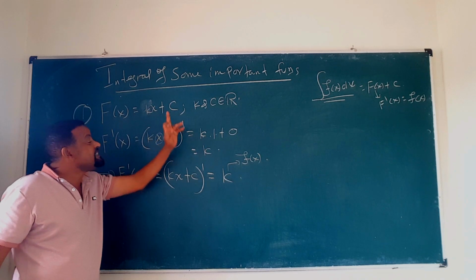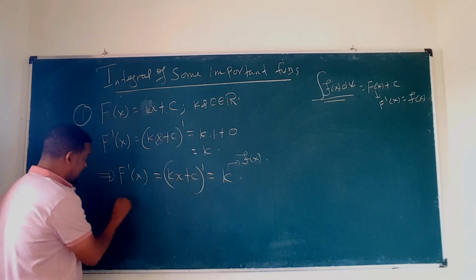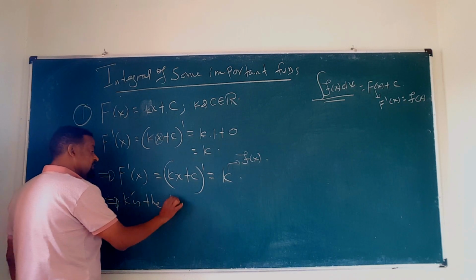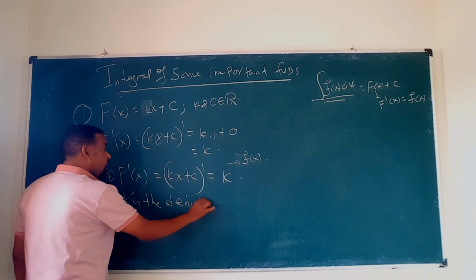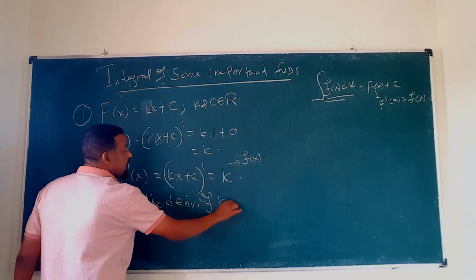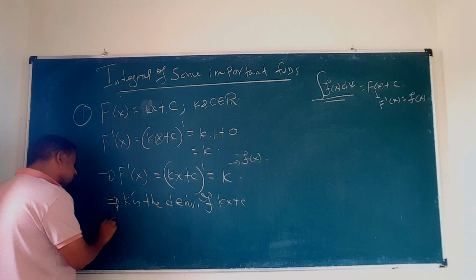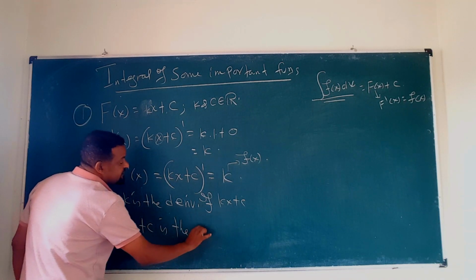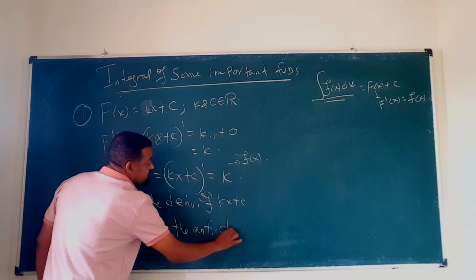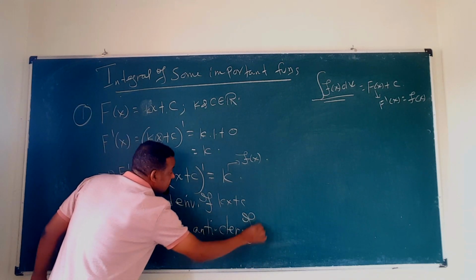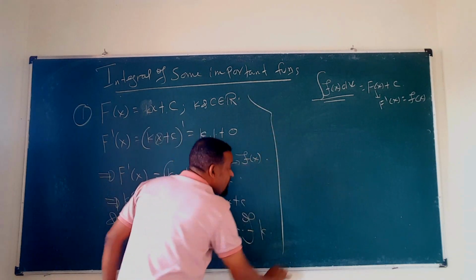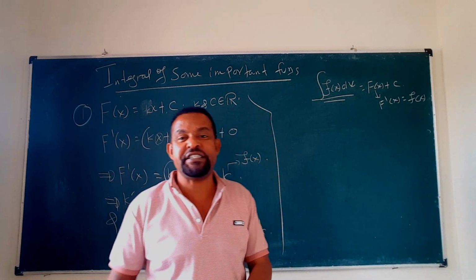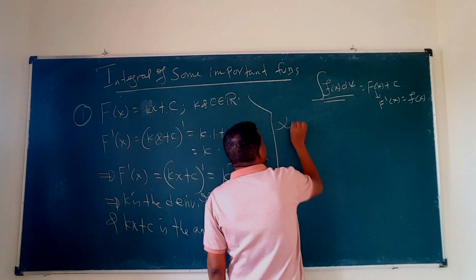So kx plus c is the antiderivative of what? k. That means k is the derivative of capital F of x, which is kx plus c, and this kx plus c is the antiderivative of k. What is our conclusion? The antiderivative of any constant k is kx plus c. So the conclusion is good.